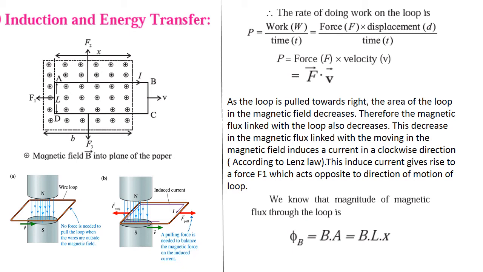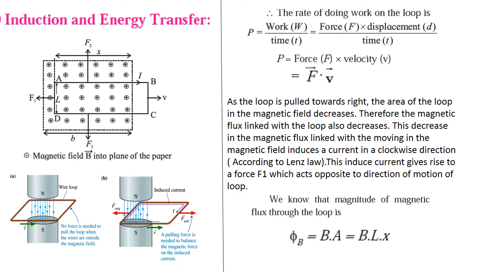Therefore, the rate of doing work on the loop will be given by power, which is equal to force and velocity. As we are aware, power is the scalar product of force and velocity. Now, to work on the physics behind it, let us consider the magnetic field B, which is directed into the plane of the paper as shown in figure 1.